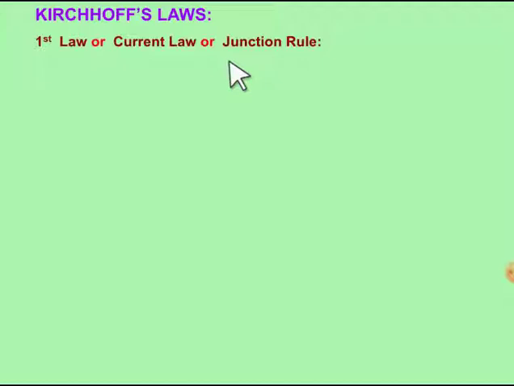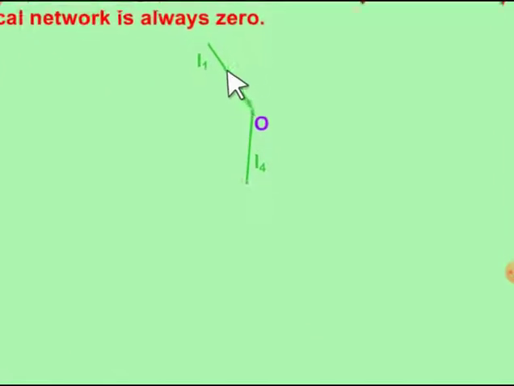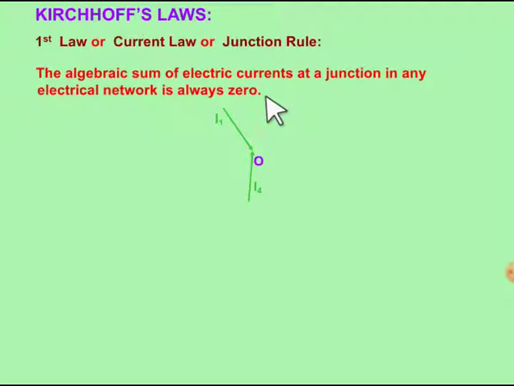As the name suggests, it is concerned with the junction in an electrical network. In an electrical network, the algebraic sum of the currents at a junction is always equal to 0. Suppose some currents are coming toward the junction, and let's take O as the junction at this point. If I1 and I4 are coming toward the junction, and some of the currents are also going away from the junction.